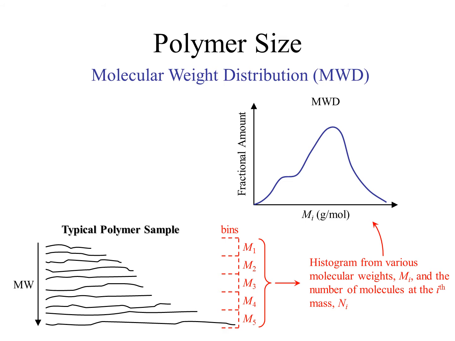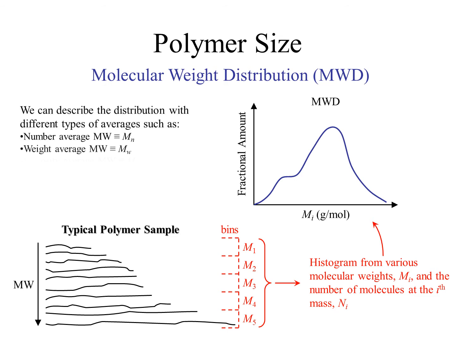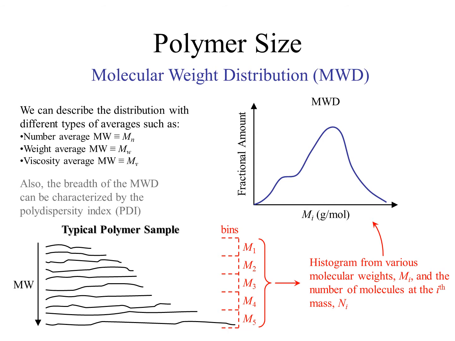However, it is also convenient to summarize these results with a single number. The three most common averages used for reporting molecular weight information are M sub n, which is the number average molecular weight, M sub w, the weight average molecular weight, and M sub v, the viscosity average molecular weight. We will go over some of the details regarding these different averages and something called the polydispersity index in the next few slides.